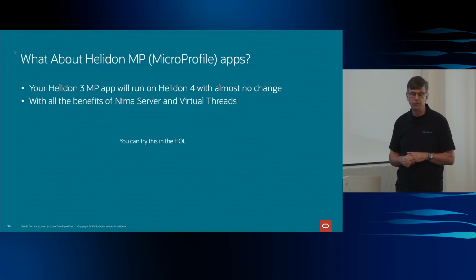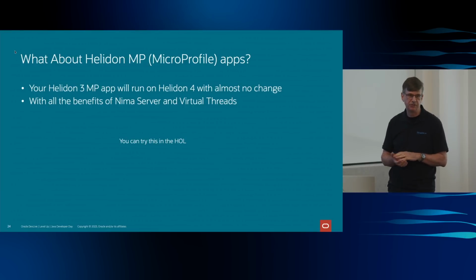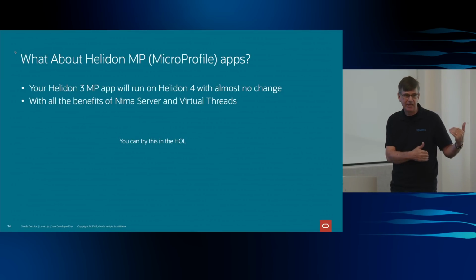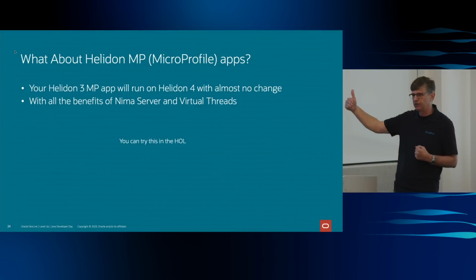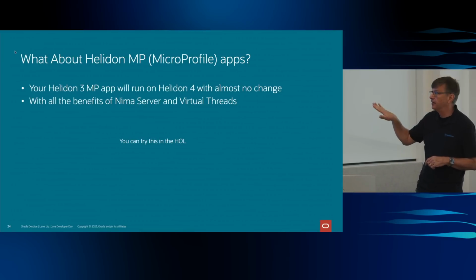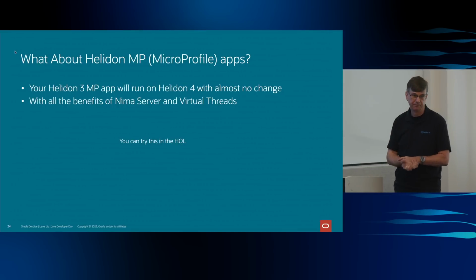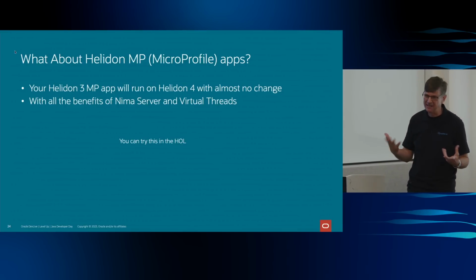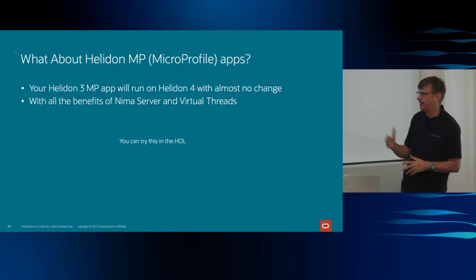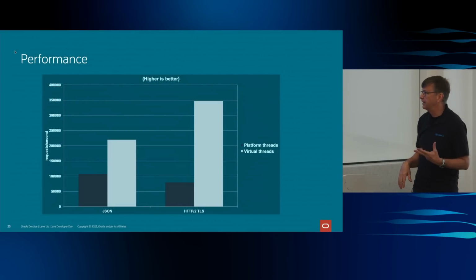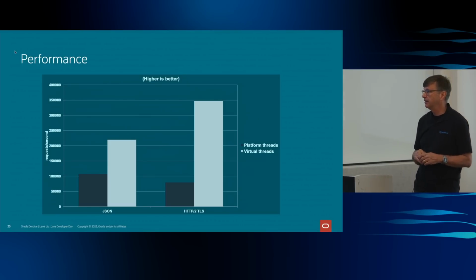And then you will be running on the Níma web server. You'll be getting all the benefits of virtual threads, and in that case, you will not have had to do any change. If you happen to have written a 3.x Helidon SE application that used our lower level asynchronous APIs and you want to go to the new blocking model, then that obviously is a more involved porting effort. But if you've already written a MicroProfile based app, it just moves over and it works. You can also try this in the hands-on lab. We create a Helidon 3 MicroProfile app, and then make 2 changes and it runs on Helidon 4.